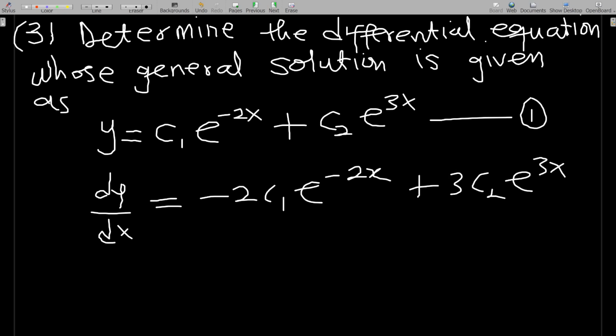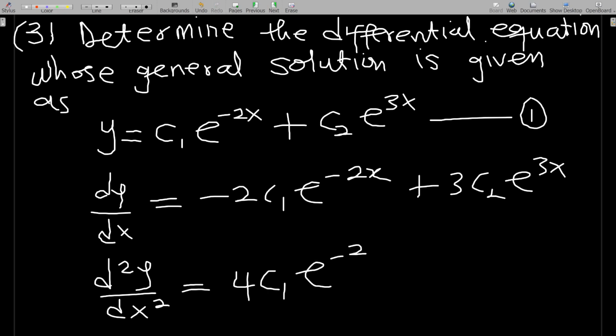I hope you know how to differentiate this. Now you find d squared y dx squared, which should be equal to positive 4 c1 e to the negative 2x plus 9 c2 e to the 3x, and this is our second equation. And this is our third equation.